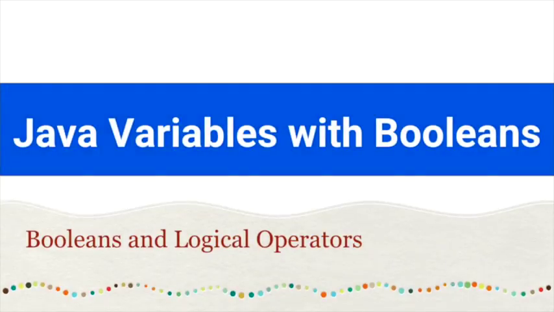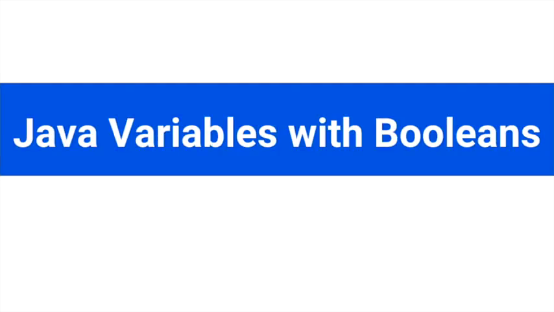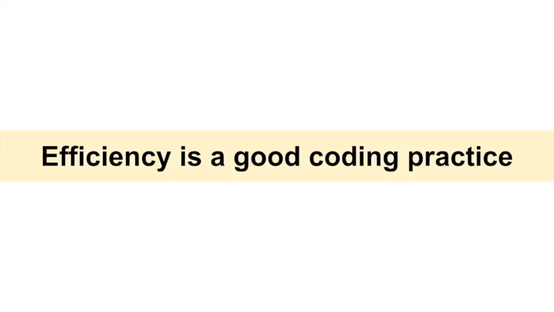This week we are introduced to Booleans, and Booleans are very fun, and it's a little bit different way of thinking, so we're going to go through that now, and we're going to review what we already know about variables in Java, because it's always a good idea to review before learning a new concept. So first of all, I want us to all remember that efficiency is a good coding practice, and we're expected to be efficient with our coding.